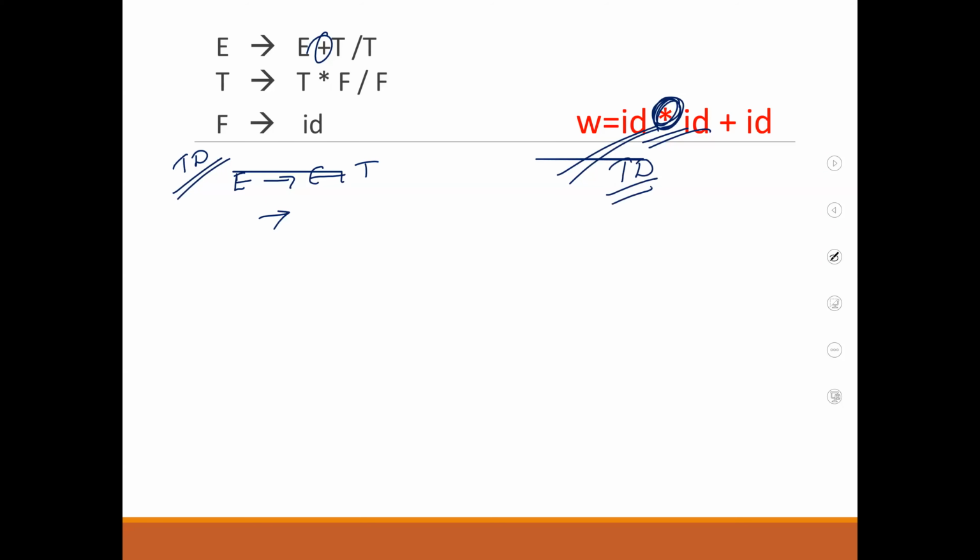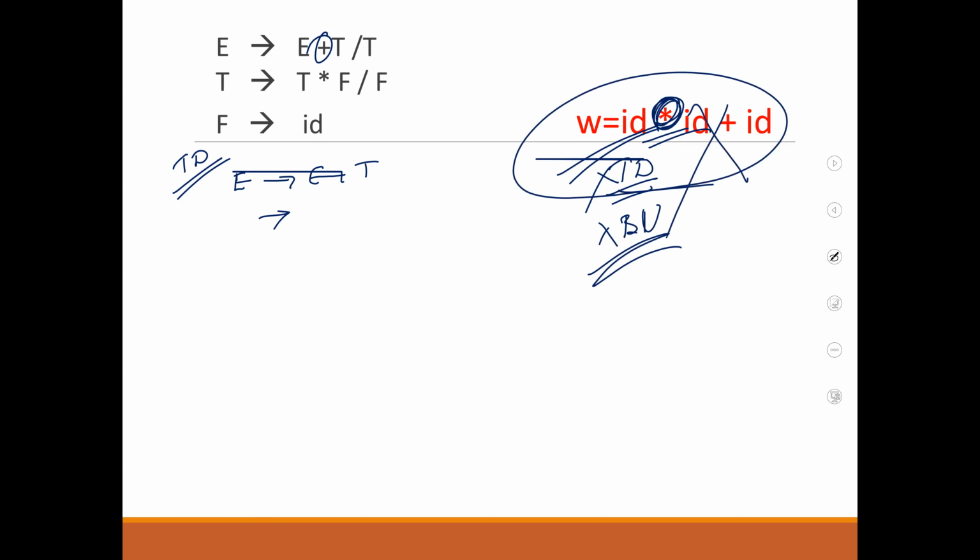This is not valid. This cannot be generated by a top down or a bottom up parser. This cannot be proved, which means this particular word is invalid.